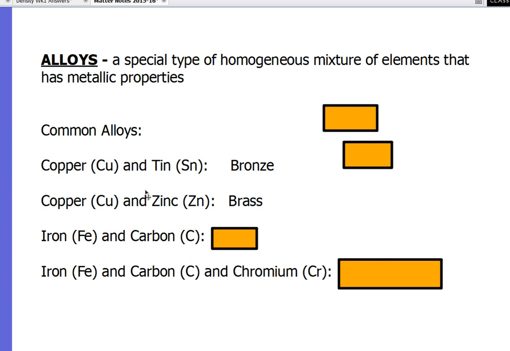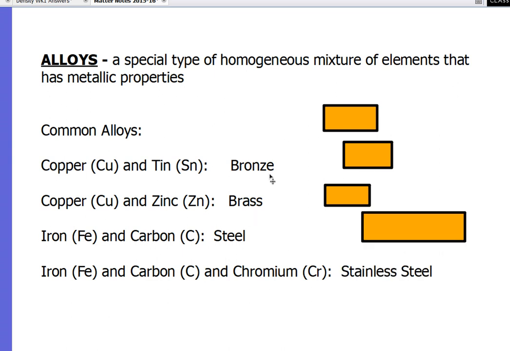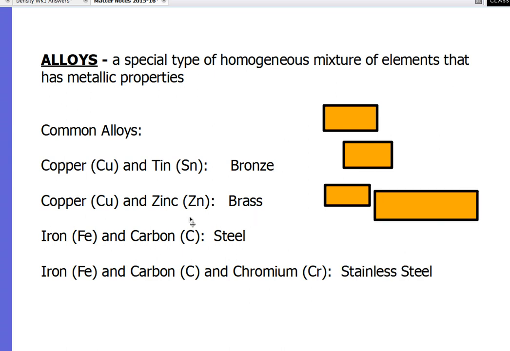Iron and carbon. You mix iron with a little bit of carbon, you make steel. You mix iron, carbon, and chromium together, get stainless steel, so that the chromium changes the properties just slightly. But you can separate all this stuff out. You can just melt it down and then separate the metals right back again, which is kind of what we do in the recycling process with a lot of metals. We just melt them down and reform them.